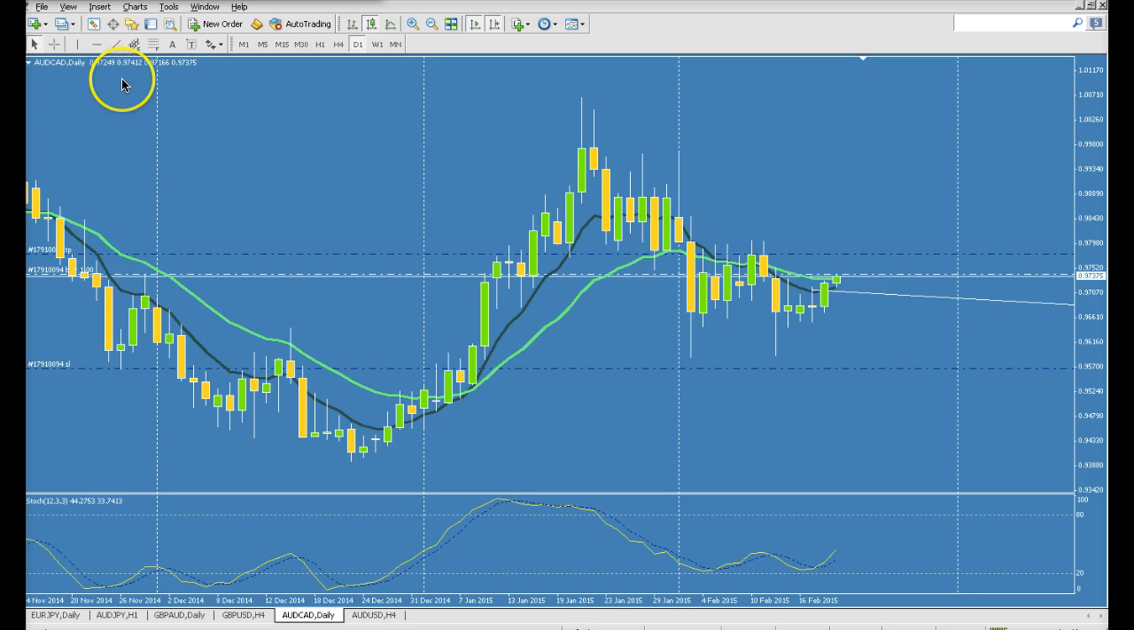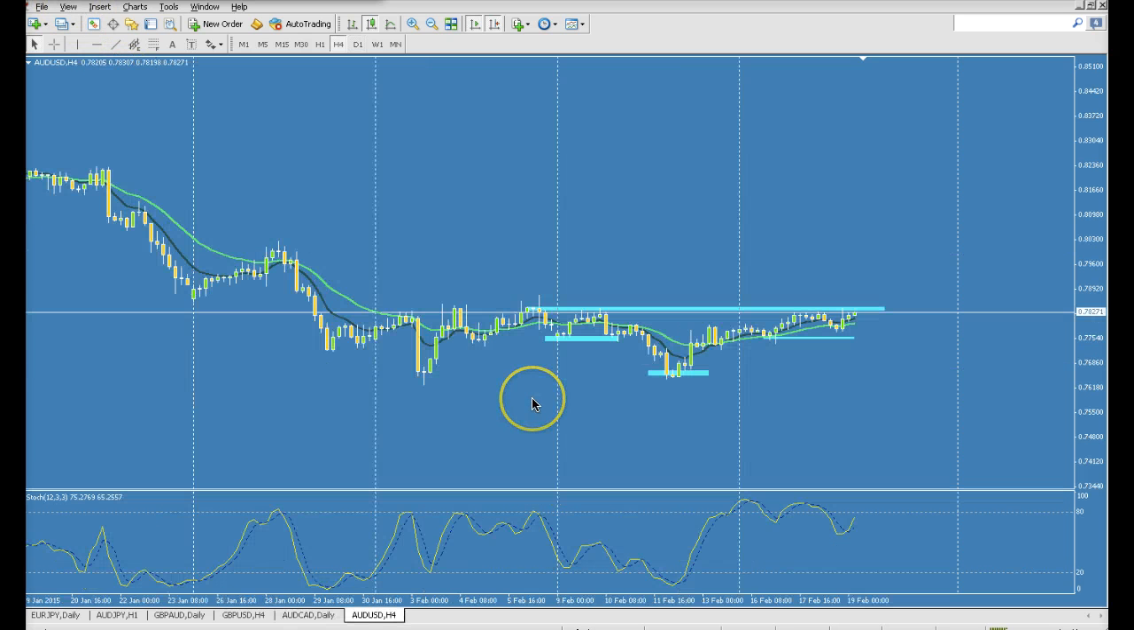Let's look at some other pairs. Now this is the Australian dollar, and it's very interesting because we do have an inverted head and shoulder pattern on the 4-hour chart, but price has not broken the neckline yet. It did bounce off and came back down, but it's making a second attempt. Once this neckline is breached, then that confirms this inverted head and shoulder pattern.